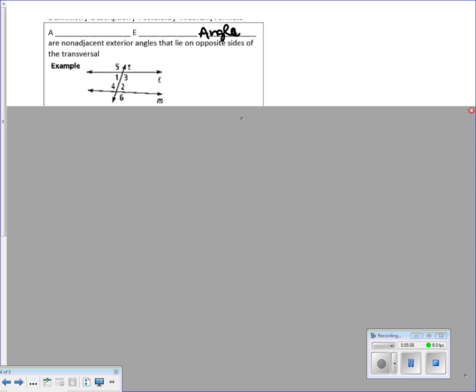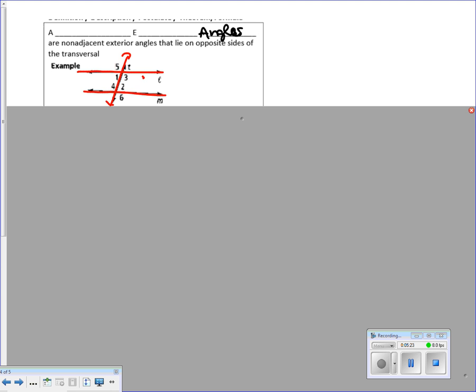Angles. Whoops, I've got my E. Alternate exterior angles are non-adjacent exterior angles that lie on opposite sides of the transversal. Let's just take that part by part. First of all, they're exterior angles. So what we want to do is identify these two lines here that have a transversal.